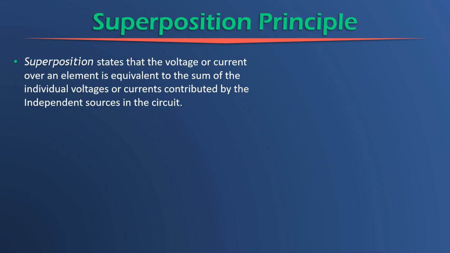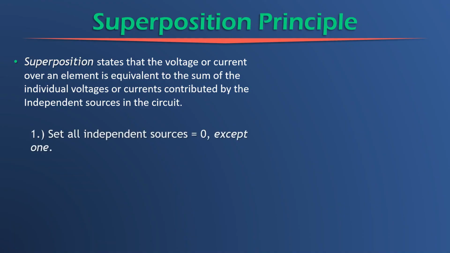So the superposition principle states that the voltage or current over an element is equivalent to the sum of the individual voltages or currents contributed to by the independent sources of the circuit. What this means is that if you have a circuit that has multiple independent sources, then you are able to add the individual influence of those independent sources in order to get the impact of the whole circuit towards a certain value that you're looking for, be it the current or the voltage.